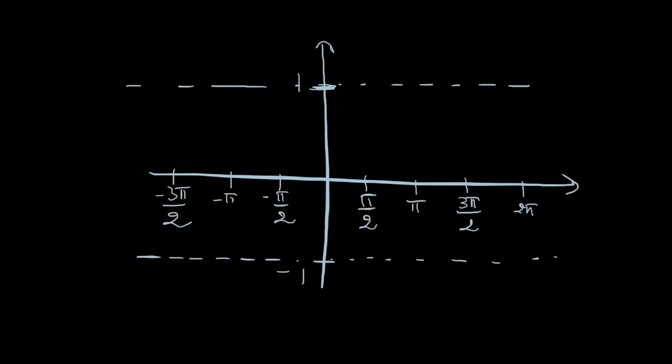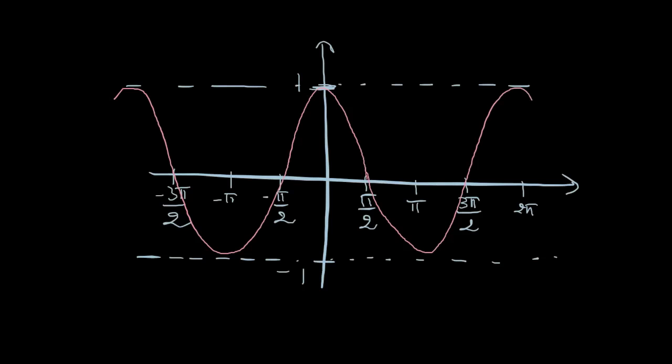And I know that cosine of 0 is 1, and cosine of pi over 2 is 0. So my function will look like this. Okay, and this is going to be the function cosine of x.